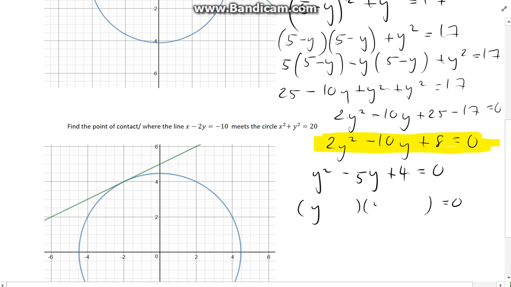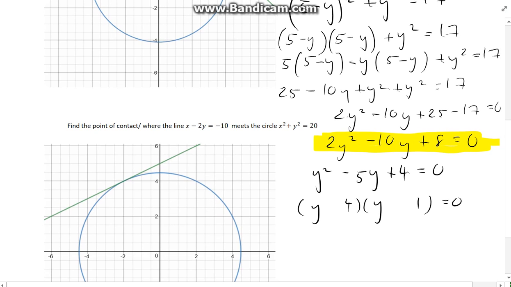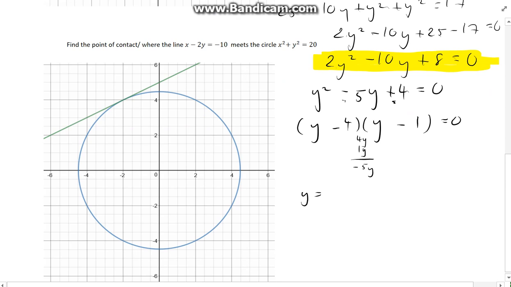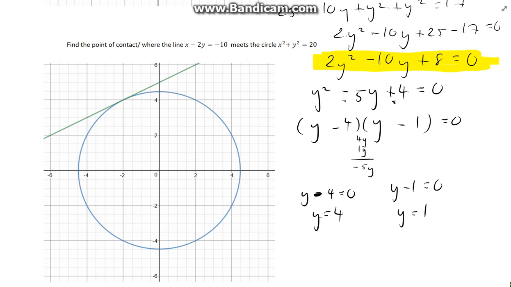So I have y and y, factors of 4 that give us 5, 4 and 1. Inside is 4y, outside is 1y, and we want minus 5y, so we know that both will be a minus. The plus told us that they were both going to be the same anyway. So we'll have y minus 4 equals 0, so y is equal to 4. y minus 1 equals 0, so y equals 1, because I picked my first bracket, let it equal 0 to solve for y, then picked my second bracket, let it equal 0, solve for y.